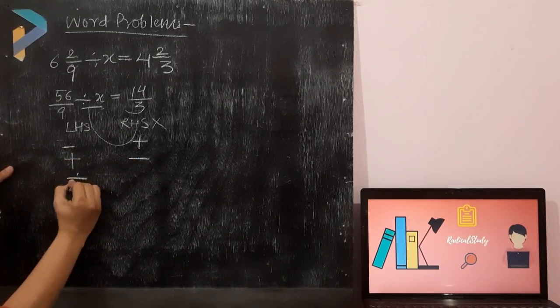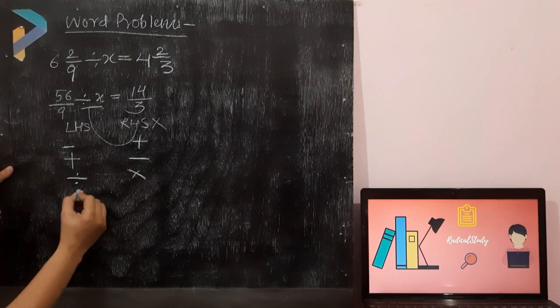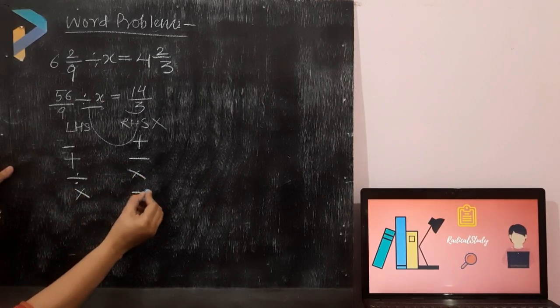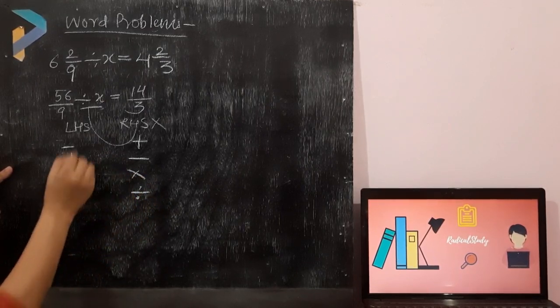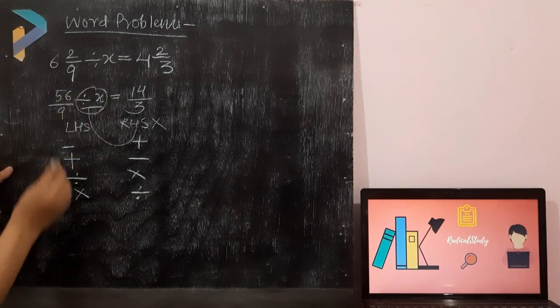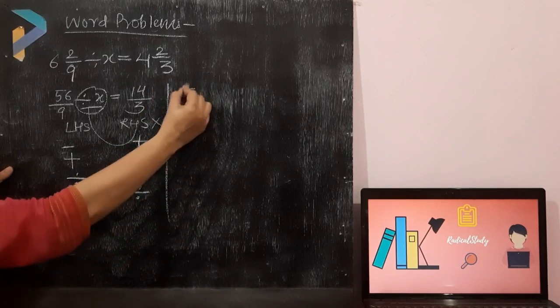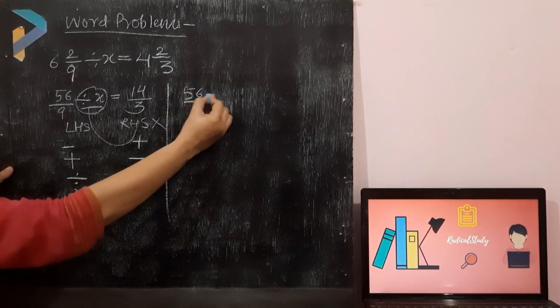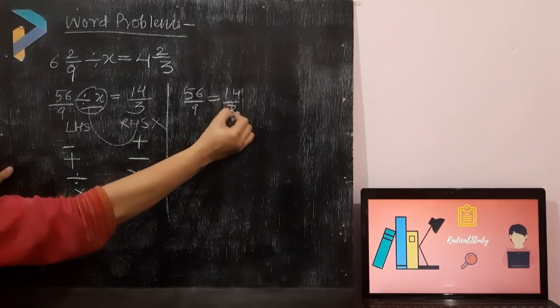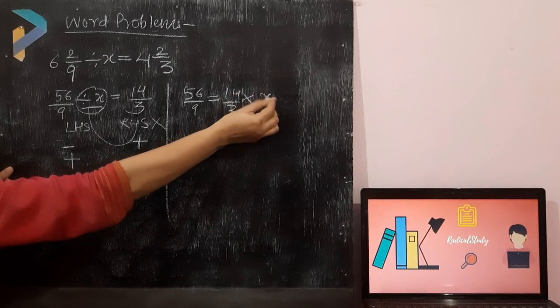The things which are in divide are going to become multiply and the things which are in multiply are going to become divide. So तो ये यहाँ पे क्या है, डिवाइड में है. So it will be in multiply over here. So the next step will be 56 upon 9 is equal to 14 upon 3 multiplied by x.